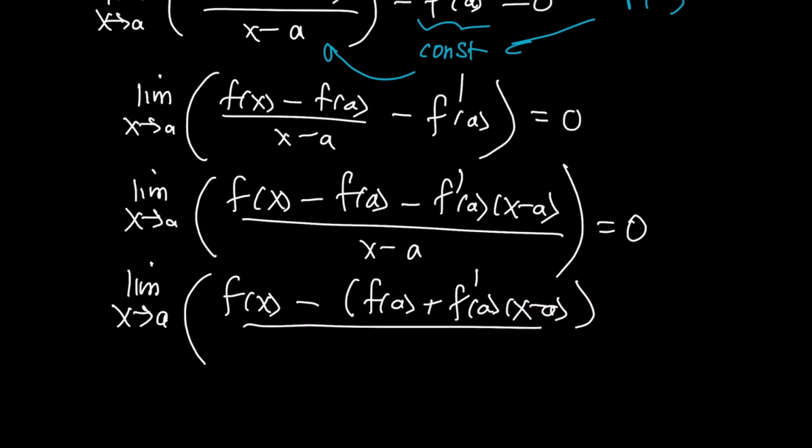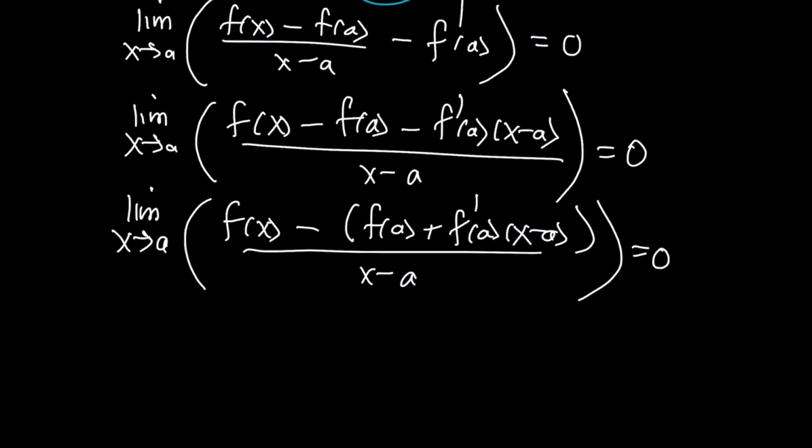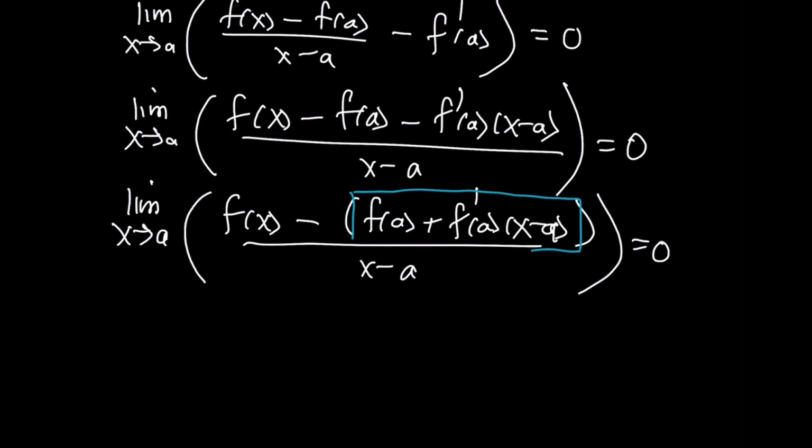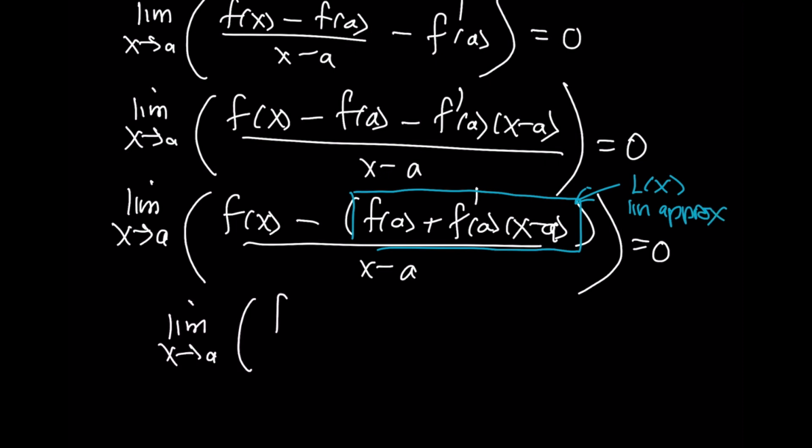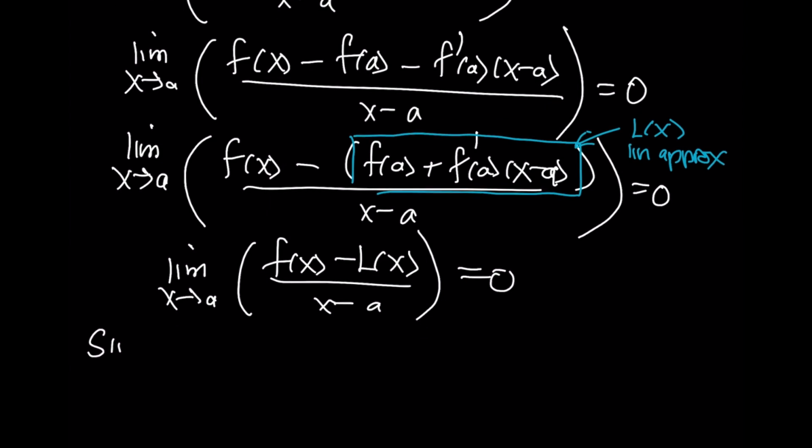Now, there's a couple of key things that come out of this rewrite. First of all, this expression right here is the linear approximation of the function at the point x equals a. What I have is that the limit of f of x minus L of x over x minus a is equal to 0. Now, since this limit exists, what this tells us is that f approaches its linear approximation faster than x approaches a, because the limit equals 0.